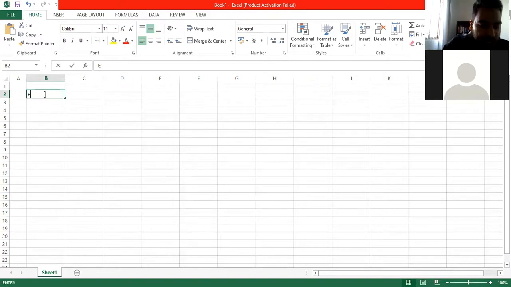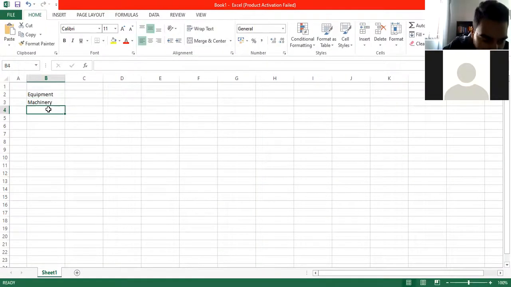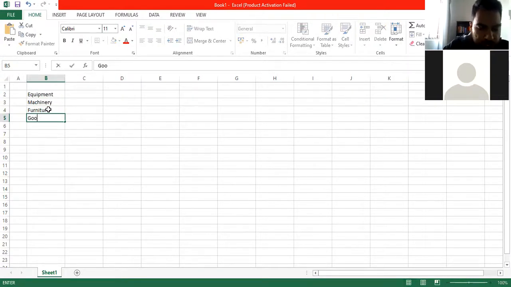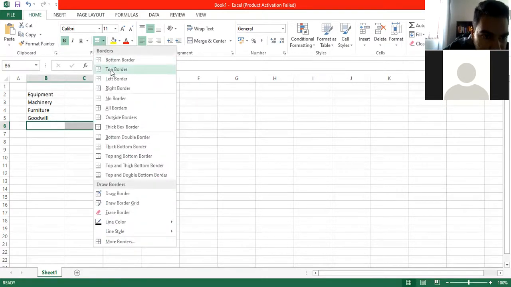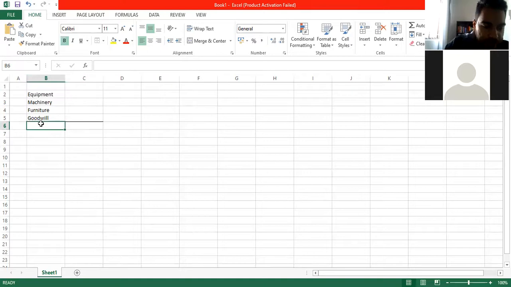Okay, so it was equipment, machinery, furniture, and goodwill. So this forms the carrying amount of the CGU.